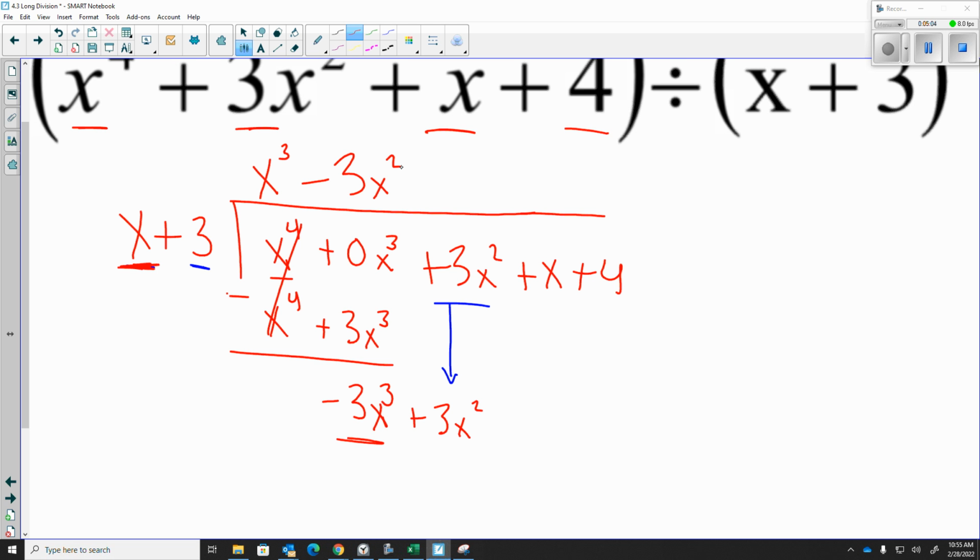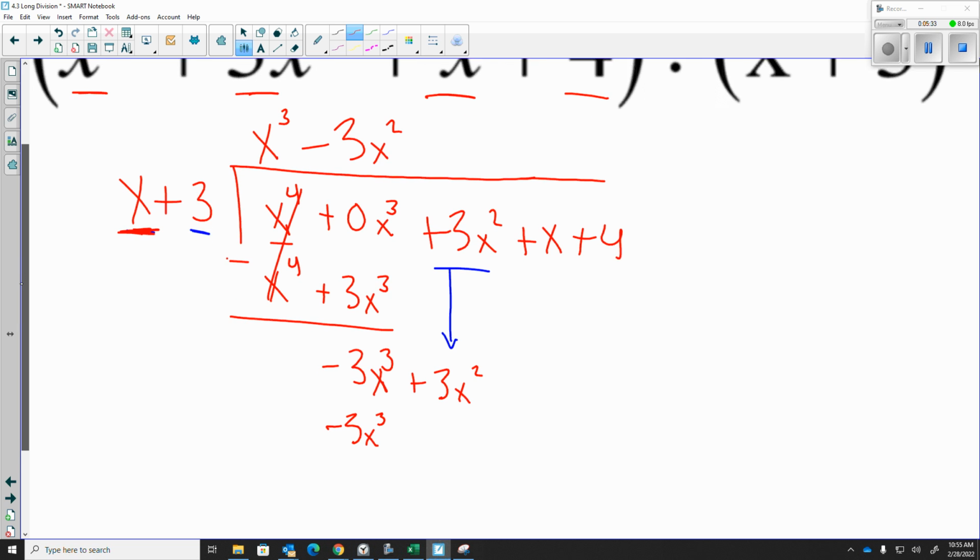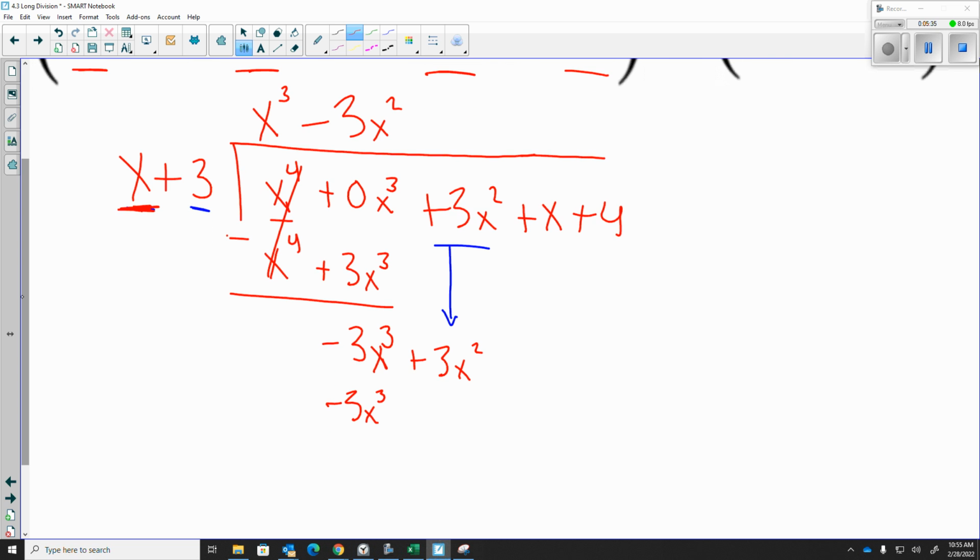Okay? And we're just repeating the process. So what did I do once I got the thing up here? I had to multiply this by both things, right? So negative 3x squared times x is negative 3x cubed, which is what I want. Negative 3x cubed. Negative 3x squared times 3. What's that? Negative 9x squared. Subtract. The first thing cancels, which is what I want.